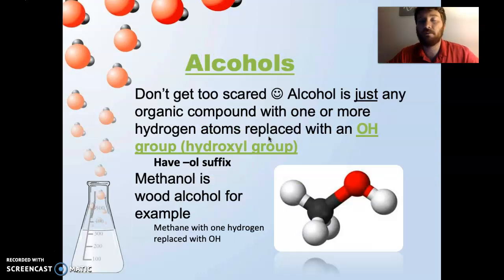There's a couple of unique ones out there. The first one is alcohol. Don't get too scared. Alcohol is just an OH group. It's called a hydroxyl group. That's the chemical name for it. And you might remember, as we began talking about at the beginning of the year, hydroxide is OH. Well, when it deals with a hydrocarbon, it's called a hydroxyl. And alcohols are named because of their OL suffix. So methanol is methane with a hydroxyl group. You can see methane normally has 4 hydrogens, 1, 2, 3, 4. Instead, it's replaced with an oxygen and hydrogen. It would be CH4O, and that would be methanol, wood alcohol.